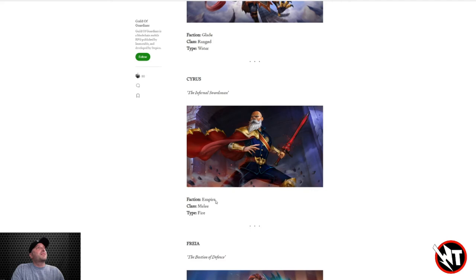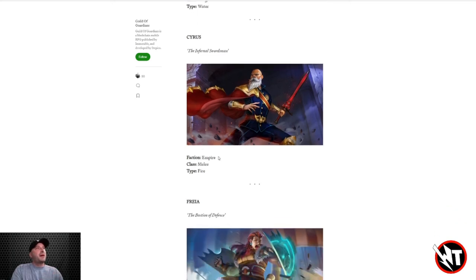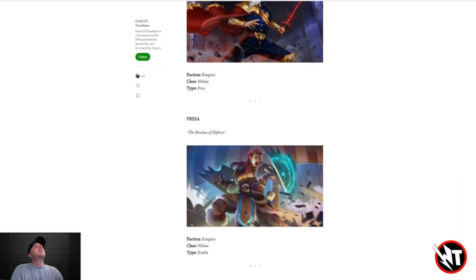Next up, Cyrus, the Inferno Swordsman. Right away, I love the sword. The sword is just awesome looking, very, very cool. Got some mystique about him, a little bit of class, maybe like nobility, very cool. Empires, the faction, might be following that nobility theme. Melee for class and fire.